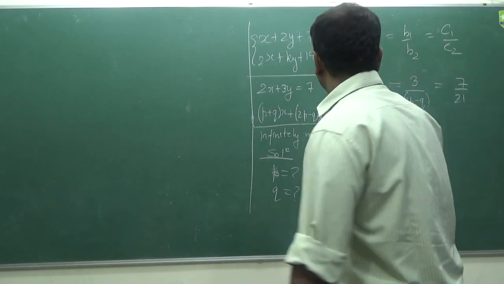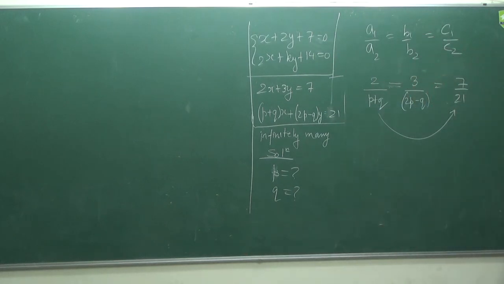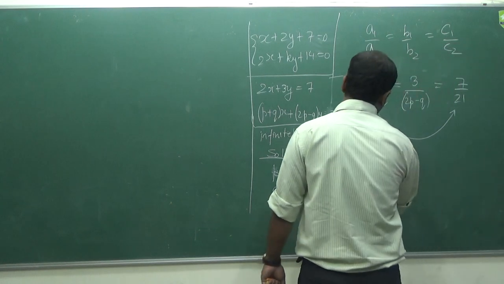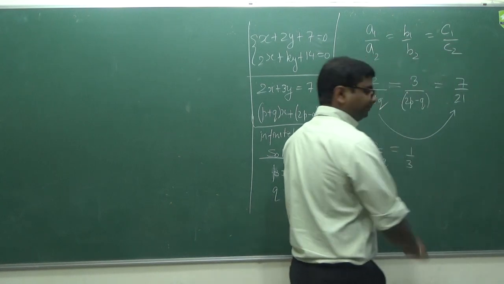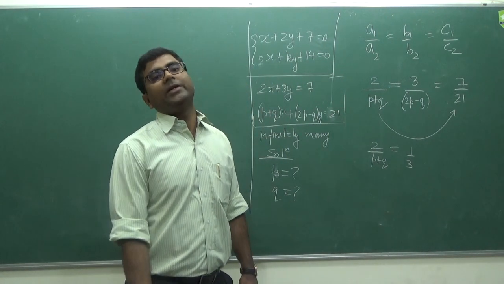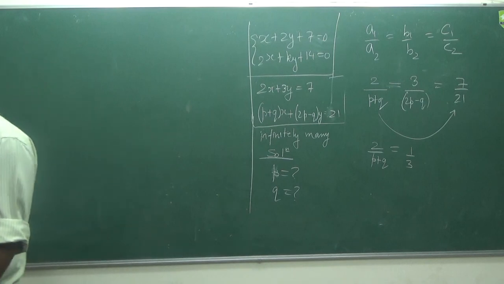How do we solve them? You equate these, both are the same. So I can say 2 upon p plus q must be equal to 1 upon 3, since 7 by 21 is 1 upon 3. So p plus q is equal to 6.